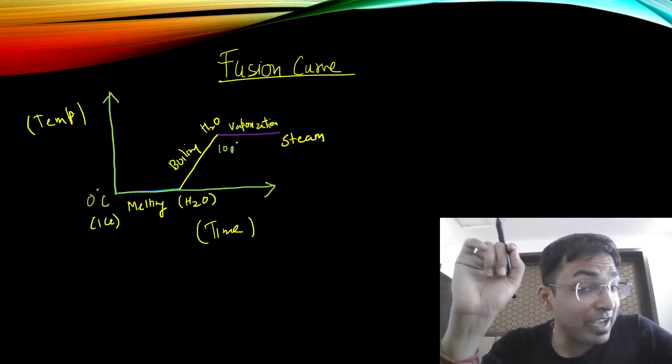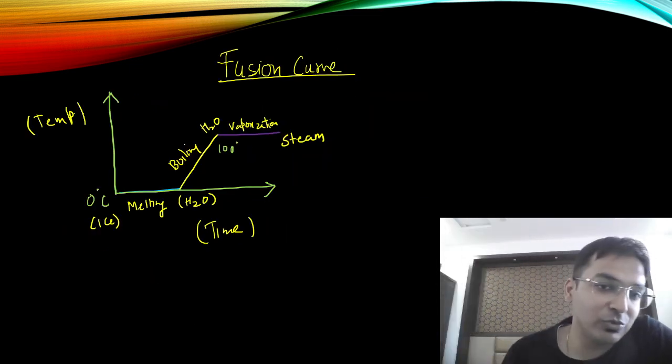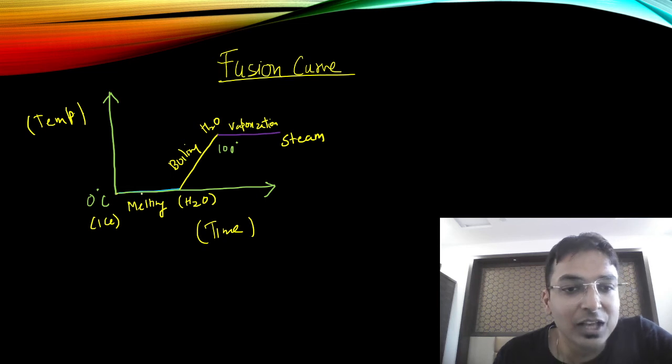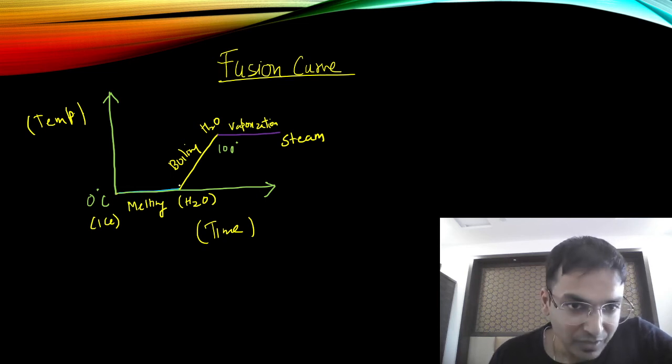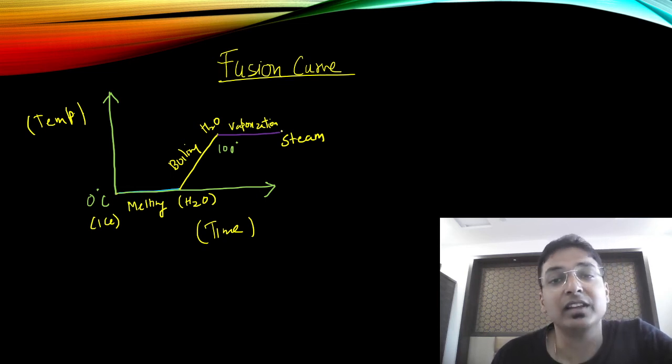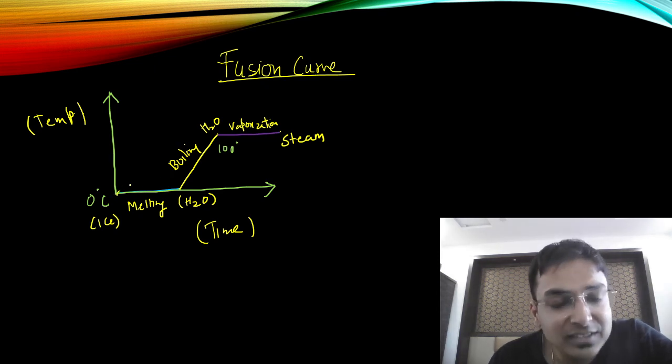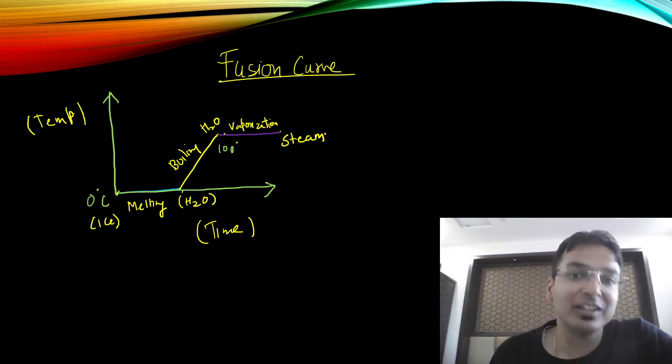Okay, finally we have the fusion curve. So guys, very simple fusion curve. You have 0 degree Celsius. First melting will occur, then heating will occur, and then finally vaporization will occur. So here you have ice, water, boiling water and steam.